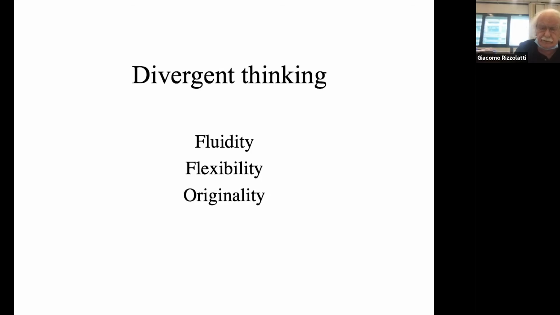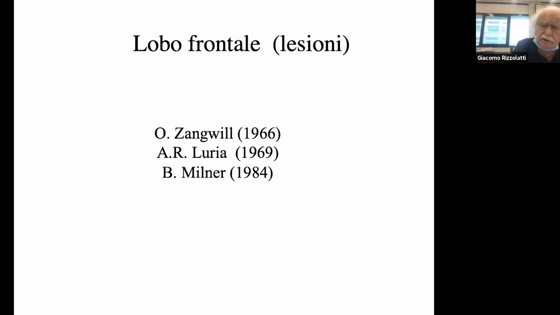This point, fluidity, flexibility, originality, was studied by three great neuroscientists or neuropsychologists. Zangwill is an English scholar, who first said that lesions in the frontal lobe are very important for decreasing your capacity to change opinion. Luria, the great Russian neuroscientist, said that after a lesion of the frontal lobe, you become fixed on an idea. It's almost impossible to convince you that what you said before is wrong. It's fixation of sense. So it's the disappearance of any possibility to create something new. You accept the facts as they are, and you don't accept change.